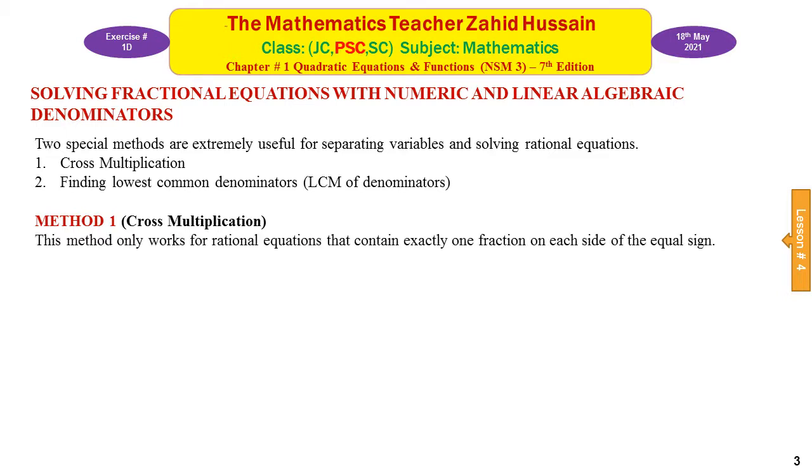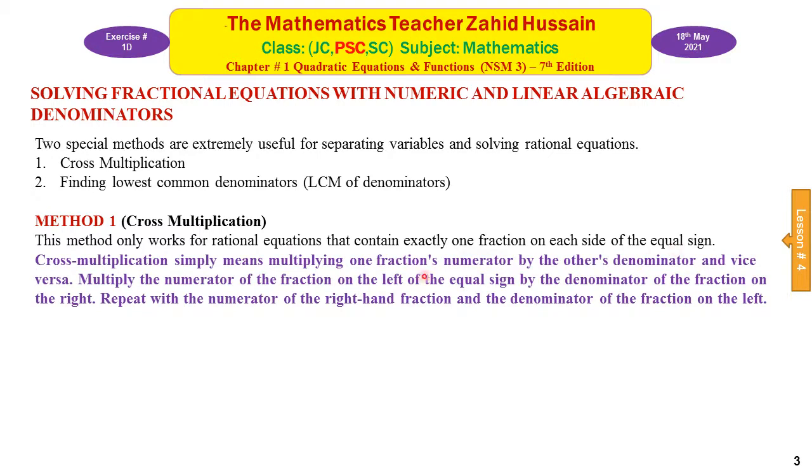What is cross multiplication? This method works for rational equations or equations having fractions that contain exactly one fraction on each side of the equal sign, or addition or subtraction of two fractions on one side and one side is 0.